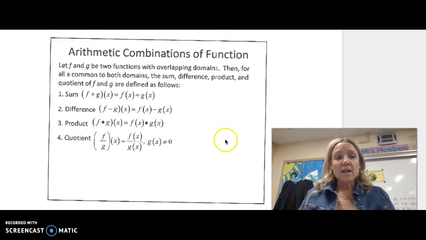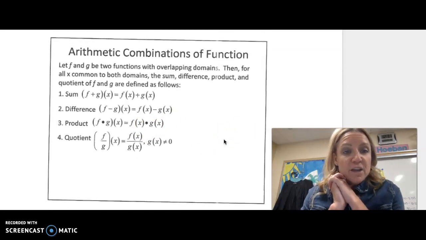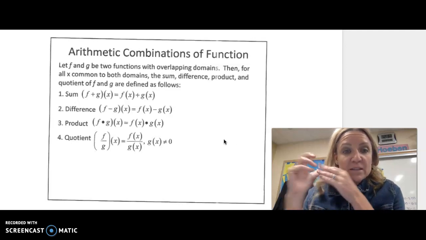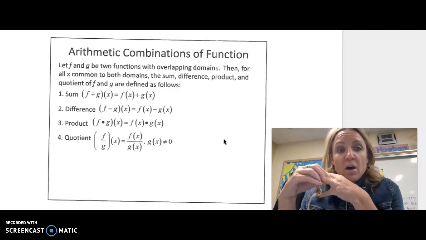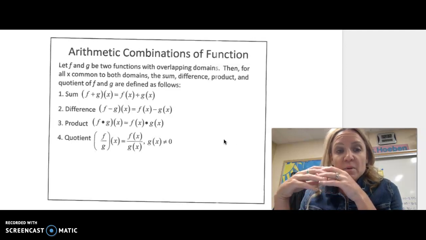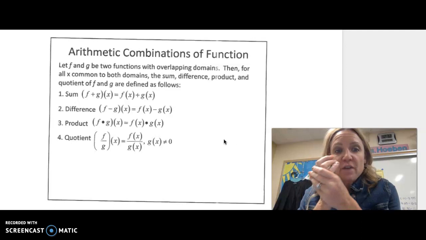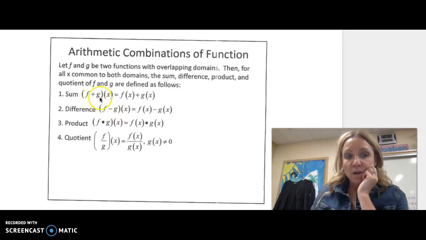All right, so for the next slide, we want to let f and g be two functions with overlapping domains. Then for all x common to both domains, the sum, the difference, the product, and the quotient of f and g are defined as follows. So it can be written as f plus g of x. That's going to be the same as f of x plus g of x. Or it can be written as a difference. f minus g of x can also be written as f of x minus g of x. Same thing for the product, same thing for the quotient.